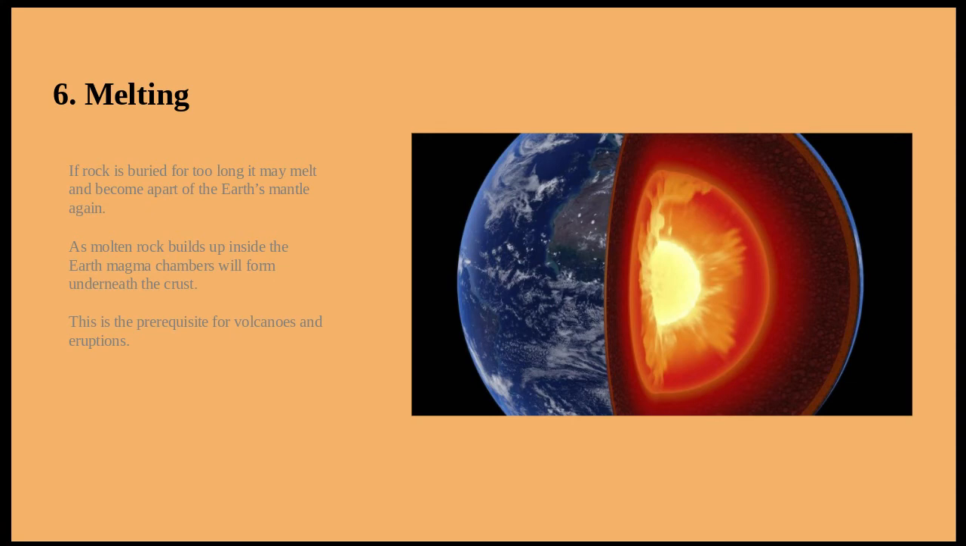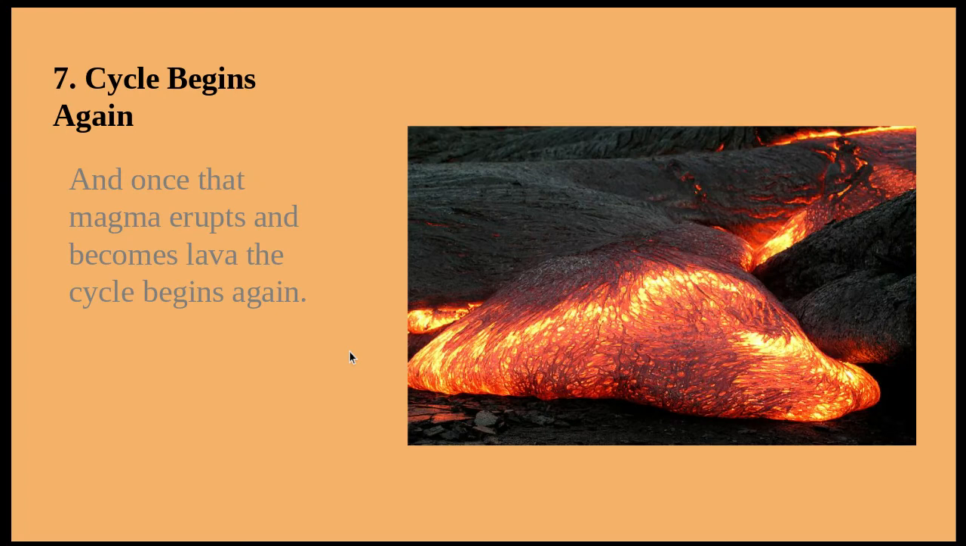Then, of course, once it's underneath, it might also start to melt. And if the rock is buried for too long, it might melt, become part of the mantle, and then the whole thing's going to start over. Now, at any point during this cycle, the rock can be pushed back up again to the surface. So sedimentary rocks and metamorphic rocks can be pushed up to the surface as well. It's not just igneous rocks that are pushed up to the surface of the earth. And there we go. Here's our cycle again, right? The magma and lava erupt, and we're back at stage 1.